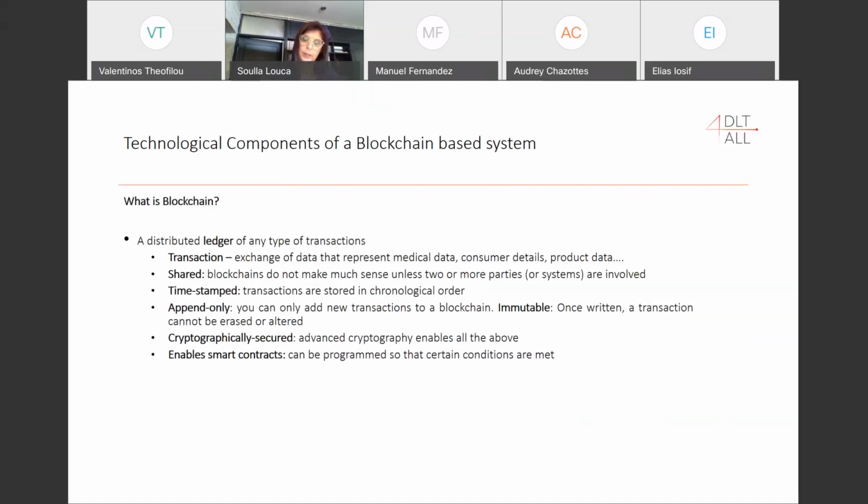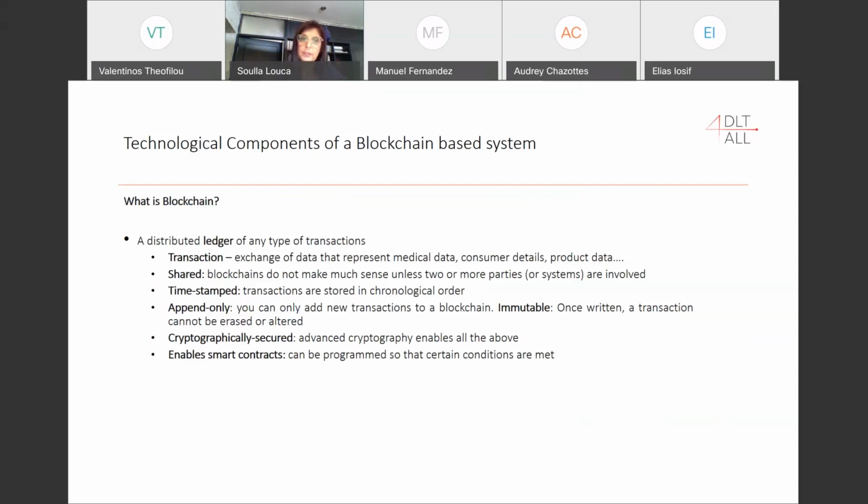First, we need to understand what is a transaction. We can look at a transaction as exchange of data between two different parties. The data could be financial data, could be consumer details, could be medical data, could be product data. So exchange of data, definition of a transaction.